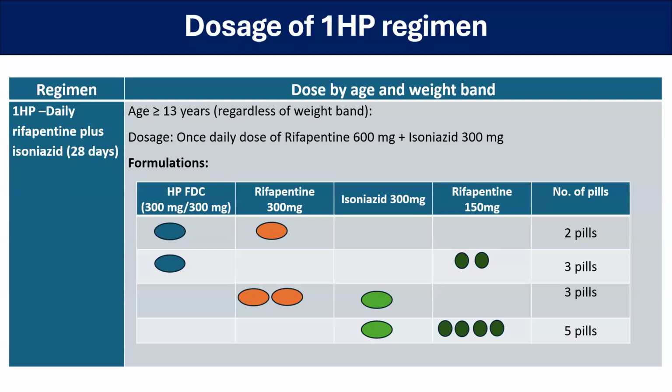So you can see the number of pills that need to be taken if you have an HP FDC. Then rifampicin 300 mg, so you will be having 2 pills. If rifampicin is only 150 mg, then you have to take 2 pills there and one HP FDC of 300 plus 300. That becomes 3 pills. If the rifampicin available is 300 mg, then you have to take 3 pills along with isoniazid 300 mg. Likewise, isoniazid 300 mg plus rifampicin 4 pills. It all depends on what supply is being given to the centers under the NTEP. Based on that, we have to adjust the number of pills for the dosage of 1HP.